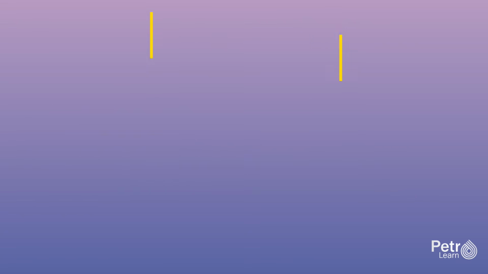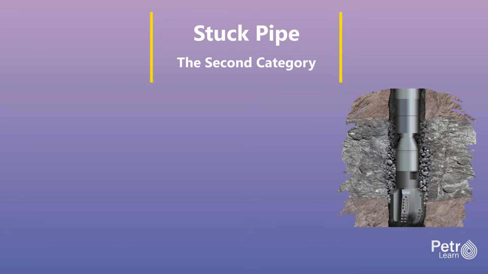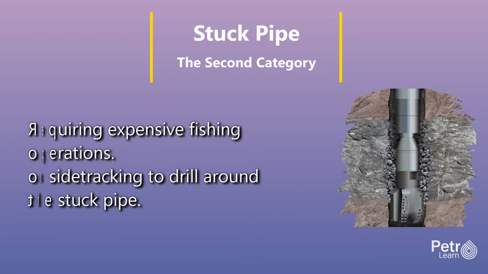The second major problem category is stuck pipe, which occurs when the drill string cannot be moved up, down, or rotated. Stuck pipe is extremely serious because it can result in losing part or all of the drill string in the hole, requiring expensive fishing operations or even sidetracking to drill around the stuck pipe. There are several mechanisms that cause stuck pipe.